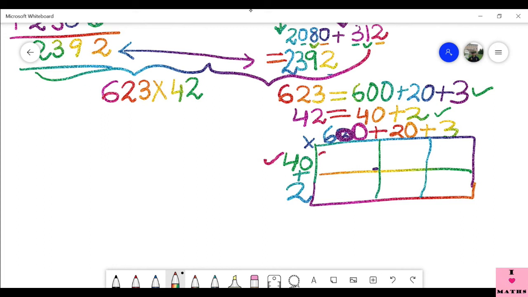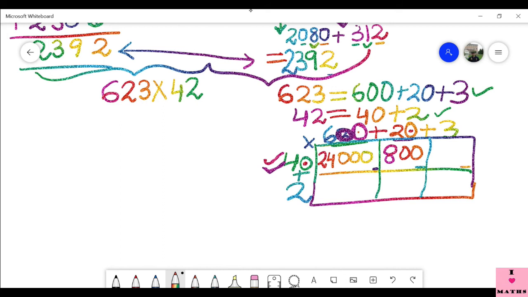6 4s are 24. And this 0, this 0 and this 0. There should be 3 zeros at the back. So 600 multiplied by 40 is 24,000. Now we have to fill up this box. So we will take the topmost number and multiply it by the leftmost number. 4 2s is 8. And this 0 and this 0 will come at the back. So 40 20s is 800.